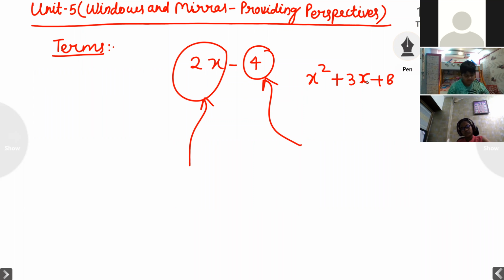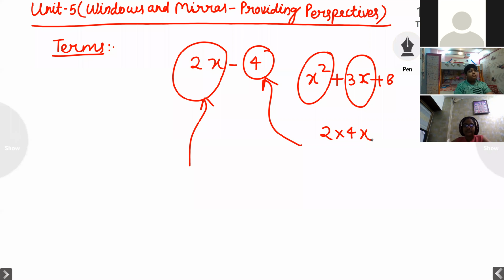Now tell me students, in this how many terms are there? x square is one term, 3x is the second term, 8 is the third term. Understood? The terms are separated by plus and minus symbols. We cannot separate terms by using multiplication and division. Suppose I am writing 2 into 4x. Now you are saying, sir, 2 terms are appearing. No, I told you terms are separated by only plus and minus, not multiplication and division. When we simplify, it will become 8x. We cannot separate.